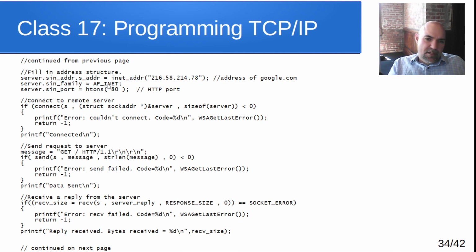The address family is internet, or AF_INET. The port we want is port 80. That's the default HTTP port. After we fill in that stuff, we connect. If connect succeeds, it'll print out that it was connected.